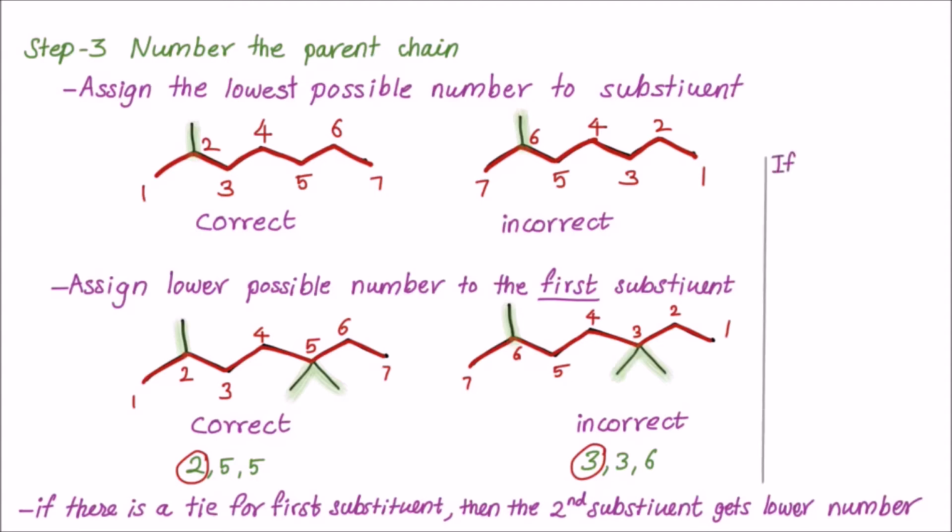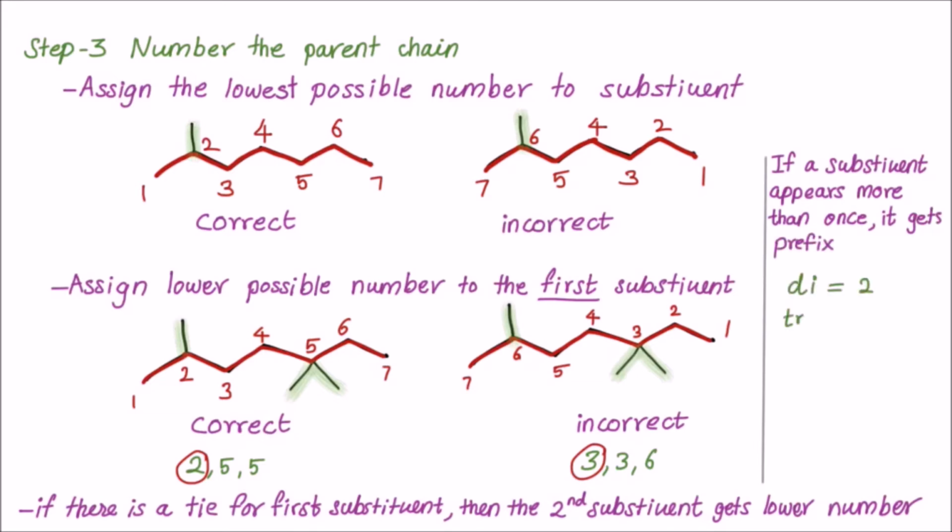Fine. Now we also look at the number of times the substituent appears on the parent chain. If a substituent appears more than once, it gets a prefix. For example, in the bottom examples, we have methyl groups that appeared 3 times, right? So it gets the prefix tri.